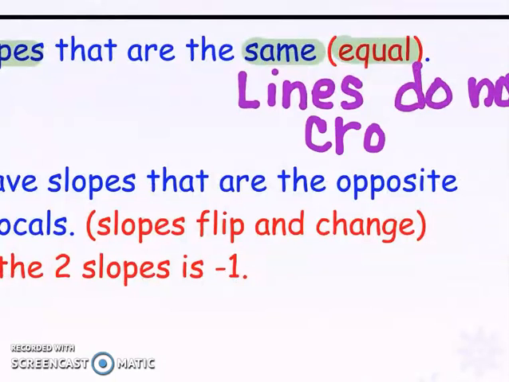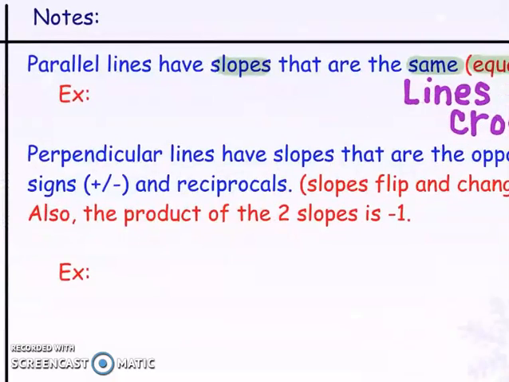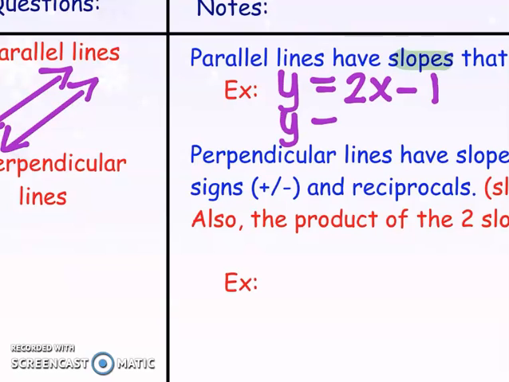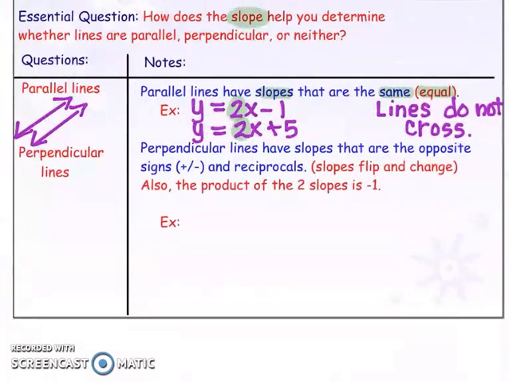Okay, so parallel lines are lines that do not cross, and you see that in their equations because they have the same slope. So if I write two equations here, and I'm just making them up, y equals 2x minus 1 and y equals 2x plus 5 are my two equations. As long as I keep the slope the same, the lines are going to be parallel. So I've highlighted in green to show you the slope of each of those lines.